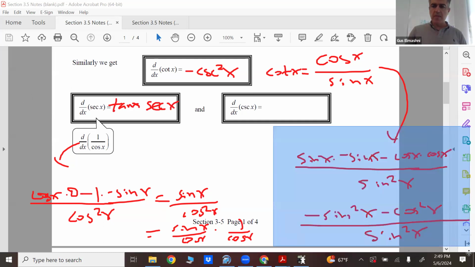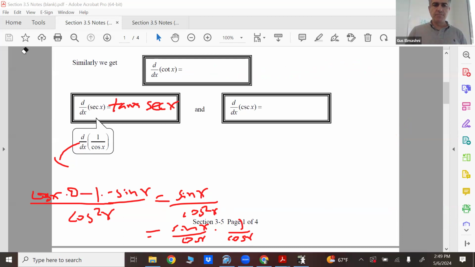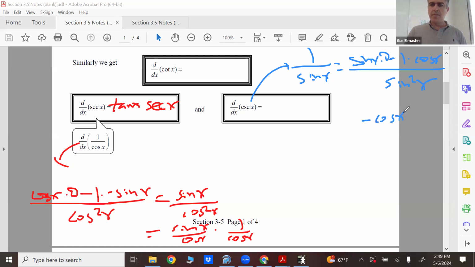And lastly, for this one, that's more of a sine x, right? So low d high minus high d low over low squared. So it's negative cos x over sine x times. So it's negative cotangent x times cosecant x.